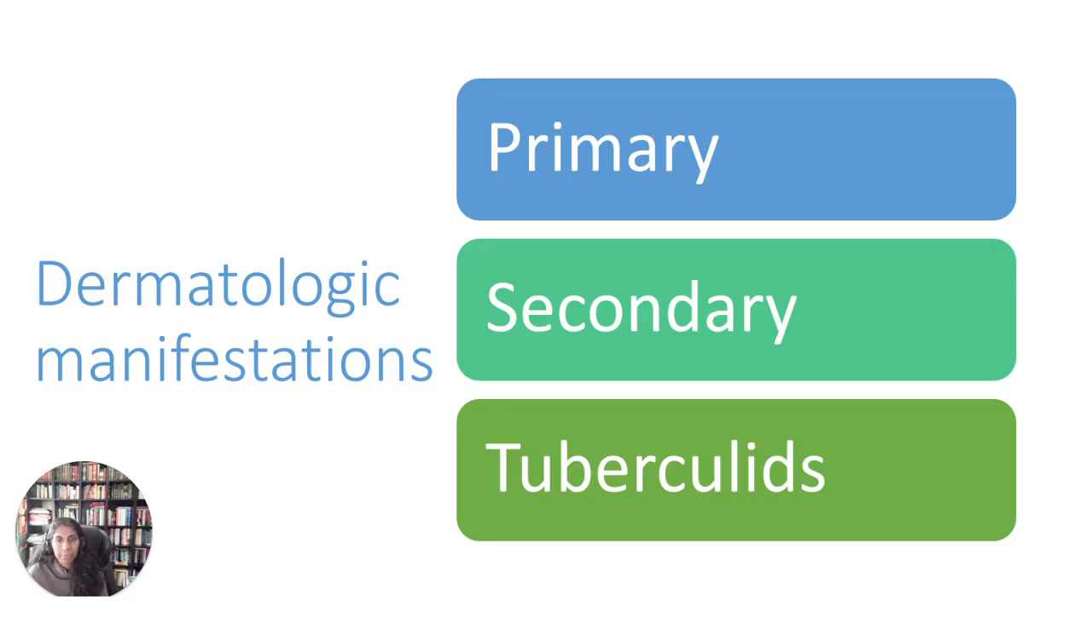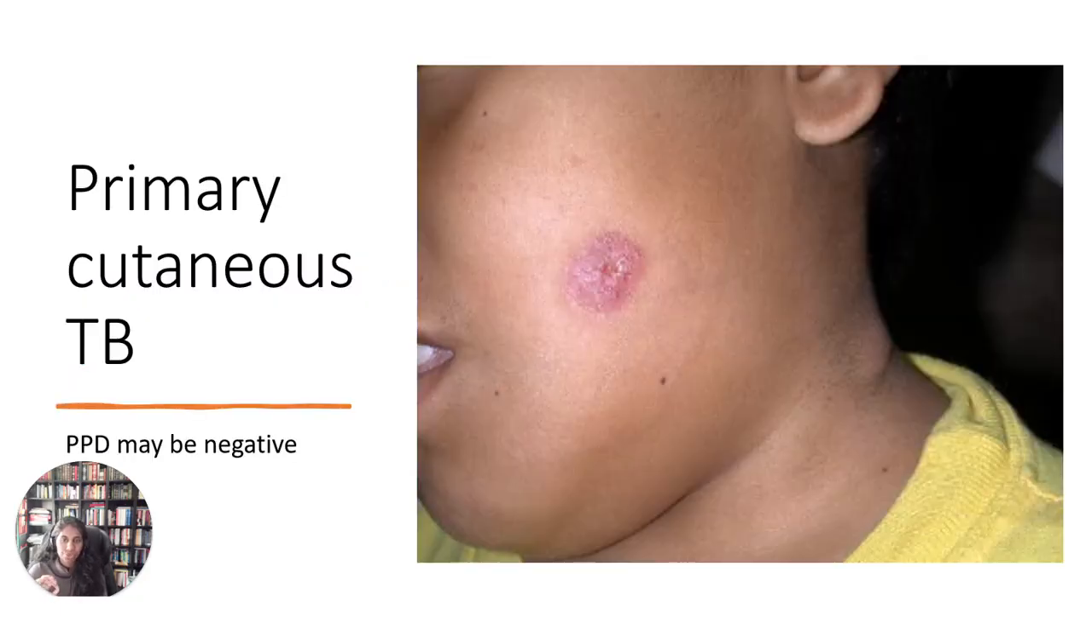And then there are dermatologic manifestations of TB. They are classified into primary, secondary, and tuberculids. So primary cutaneous TB is direct inoculation of TB from the droplets. So this is an example of a child who basically the parents were kissing the cheek and the droplets from the mouth directly inoculated the child's cheek. It can also happen when someone's coughing into their hand and then the droplets directly inoculate the hand. So in this case, it's localized infection, so the PPD may be negative.